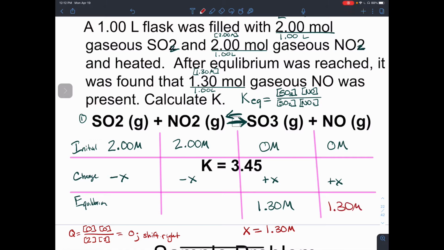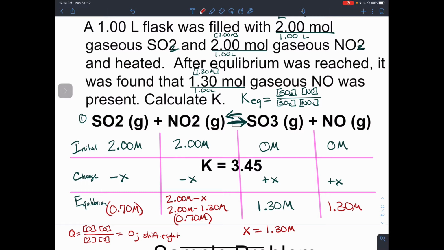Now here we actually have 2 minus X. That's 2 minus 1.3. So be careful. Sometimes you're going to have to plug in X to determine what the value is. And here it's also 0.7 molar.